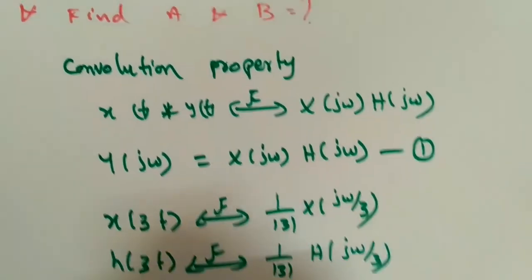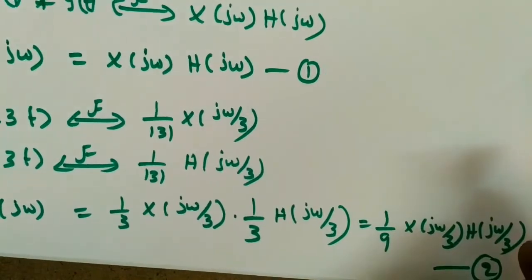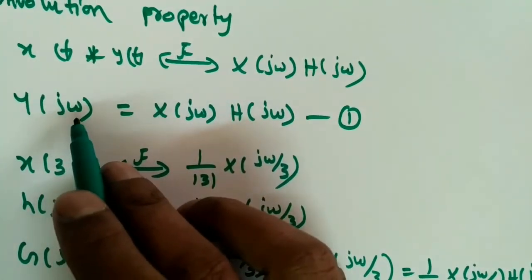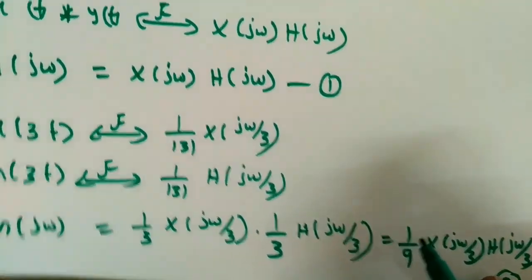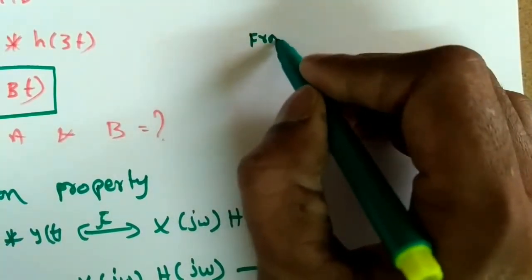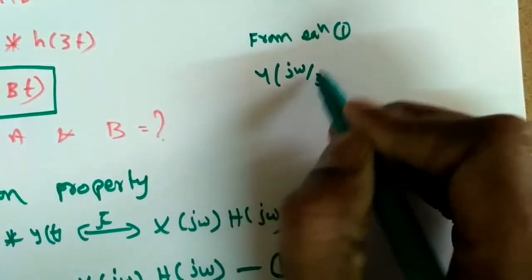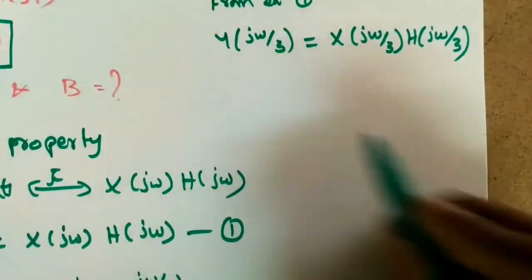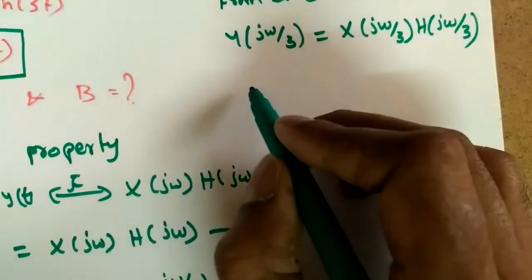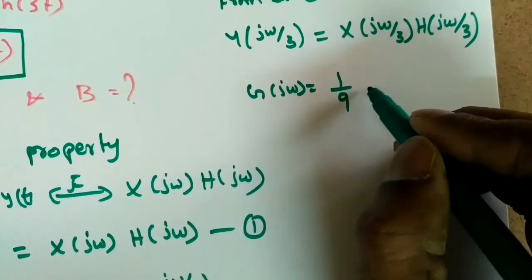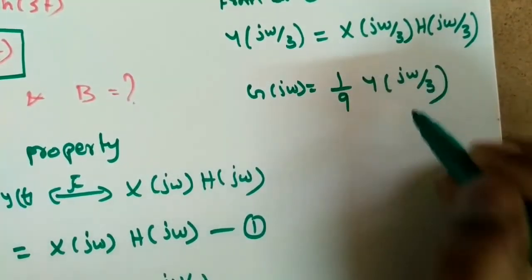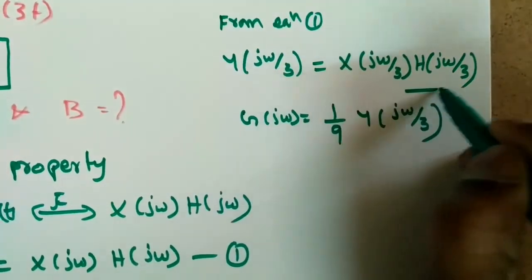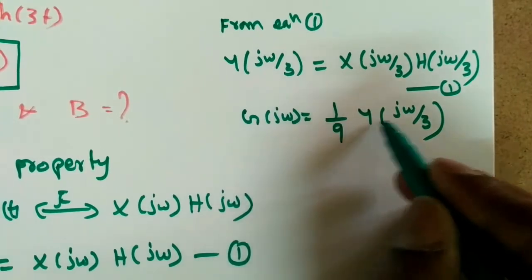Now we need a relation between this G of j omega and Y of j omega. If you see here, if I substitute omega by 3 in X, then we should get omega by 3 here, right? Then to make this 1 by 9, from equation 1, if I make Y of j omega by 3, what we will get? X of j omega by 3 into H of j omega by 3. So this is the same as in G of j omega. So I can write G of j omega is equal to 1 by 9 into Y of j omega by 3, right? That's why G of j omega is equal to 1 by 9 Y of j omega by 3.